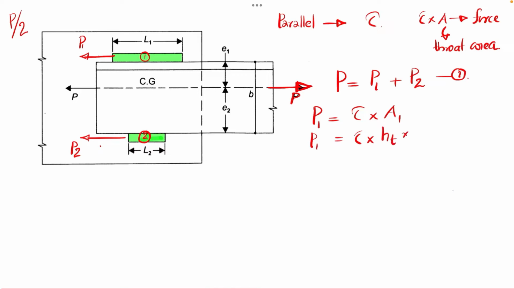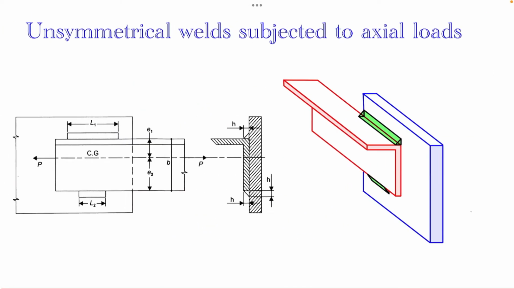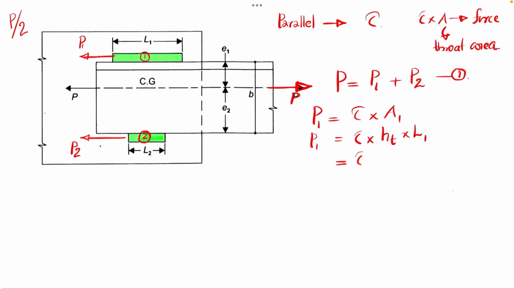So P1 equals tau into A1, which is HT into L1, where HT is the size of the throat. This I can write in terms of H. If you look at the side view of this figure, you will have a triangular section here. The size of the weld is H. So I can relate the throat size HT as 0.707 H.